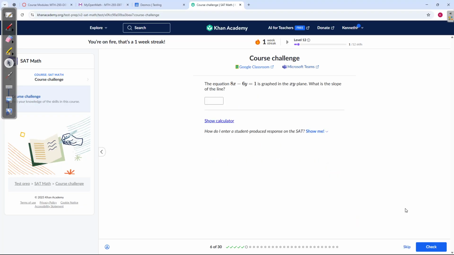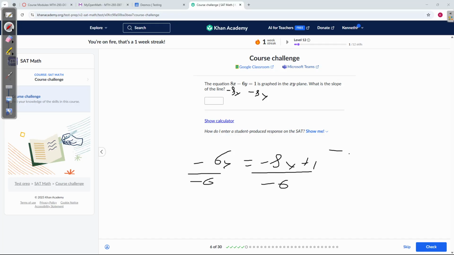Now this is a much easier question. What is the slope of the line? Well, we have to isolate y, so we have to remove 8x from both sides. So we get negative 6y equals negative 8x plus 1. And then to isolate y, we still need to divide by negative 6 on each side. We only care about the x term here because that's what the slope is affecting. So negative 8 over negative 6, the negatives cancel out, and then 8 over 6. If you divide by 2 on the top and bottom, that reduces to 4/3. So that should be the answer here.